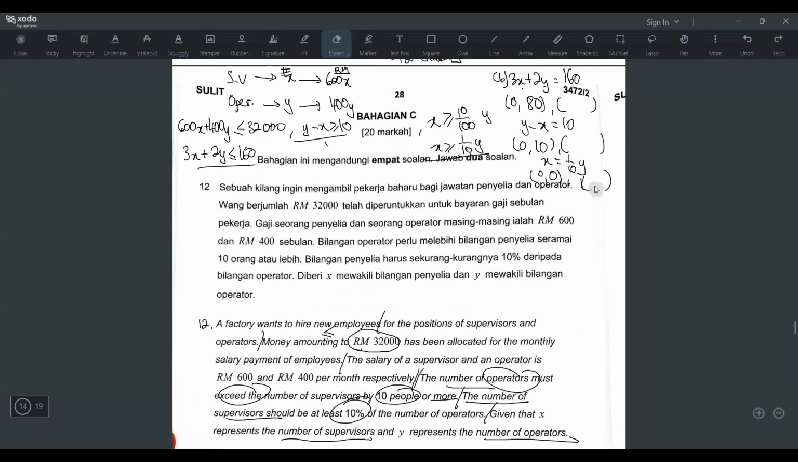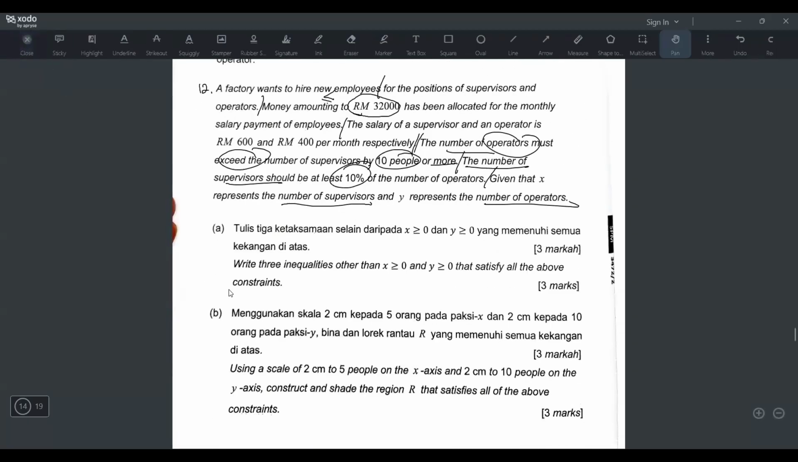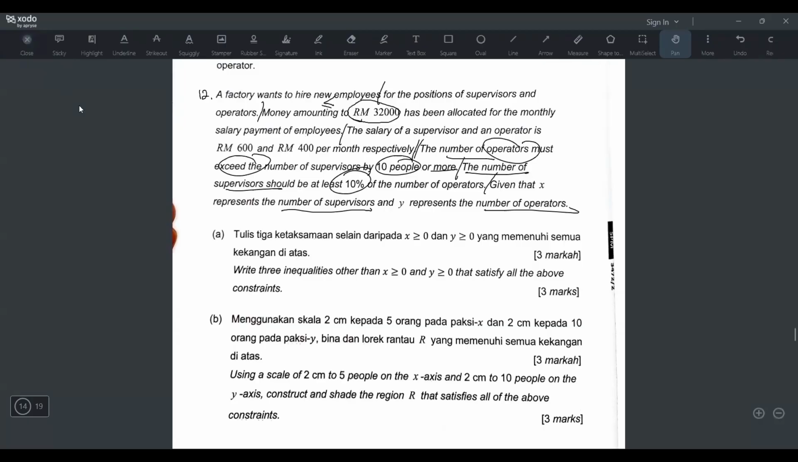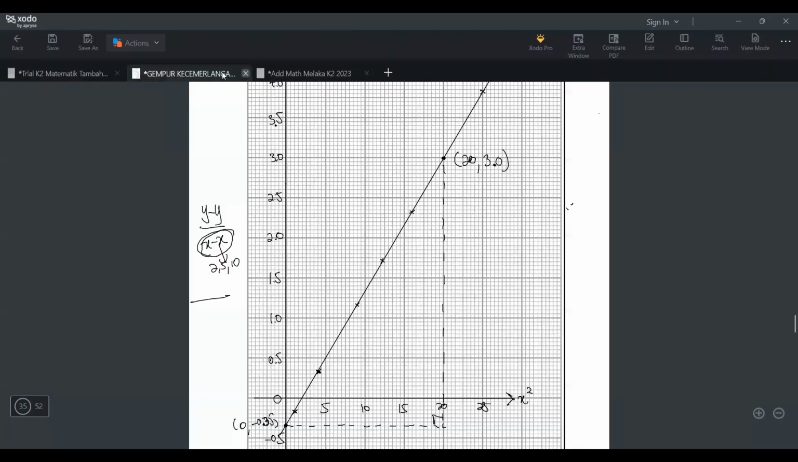Okay, so now we already find our points. I know for these 3 points, I still haven't found them, but it's okay. We worry about that later. Now we can go to the graph already. So let's look at the scale. 2 cm to 5 on x, 2 cm to 10 on y. Construct and shade the region R that satisfies all the above constraints. So let's go to graph paper.